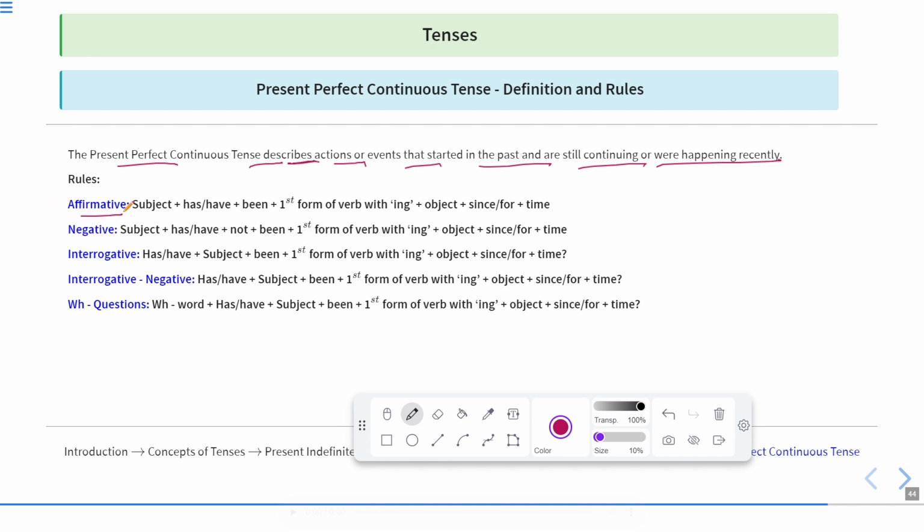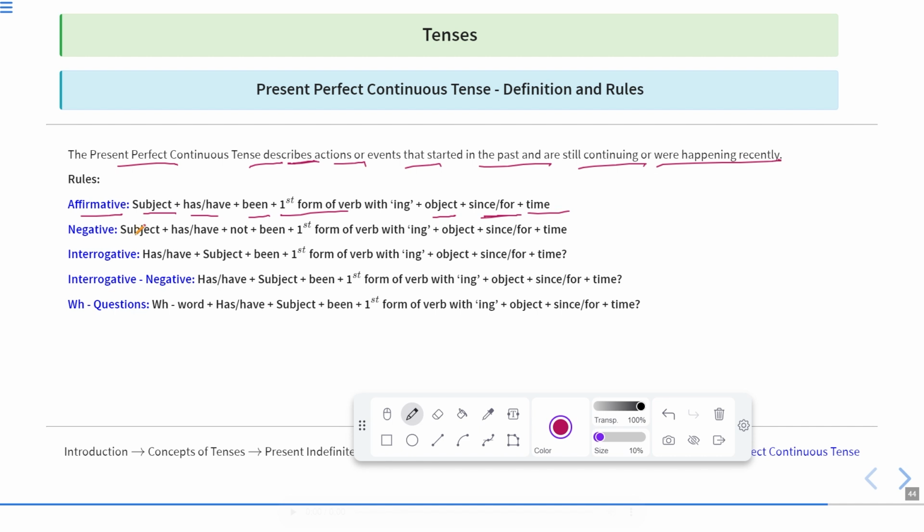The rules are, first of all, affirmative sentences: subject plus has/have plus been plus first form of verb with ing plus object, and then since or for plus time. Now, since and for are very important because they will be written with the times. Since shows uncountable time, whereas for is used for countable times.